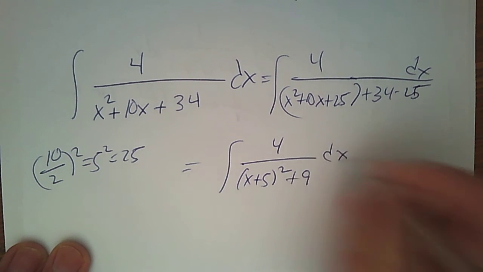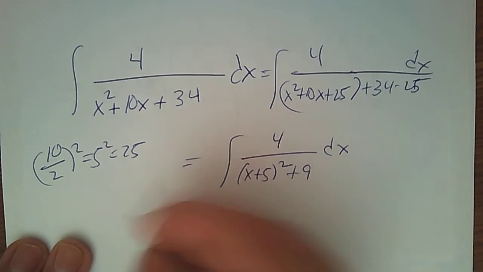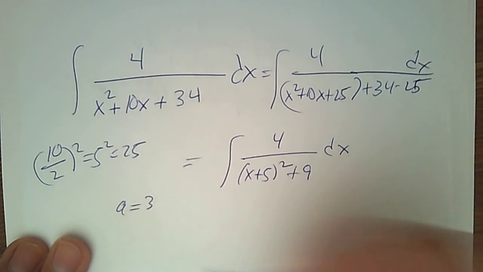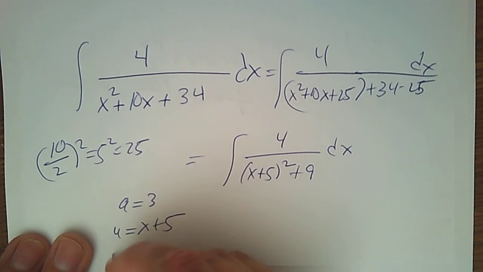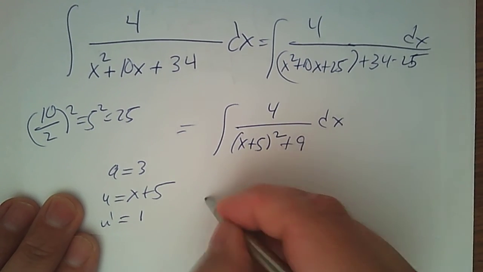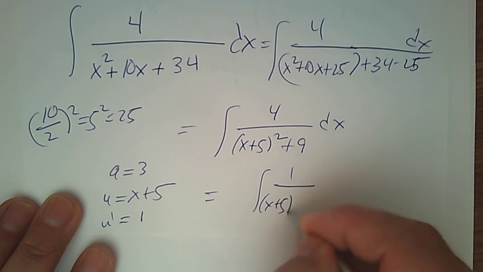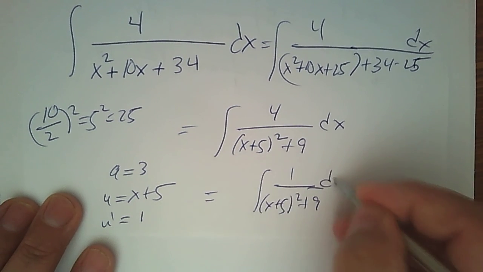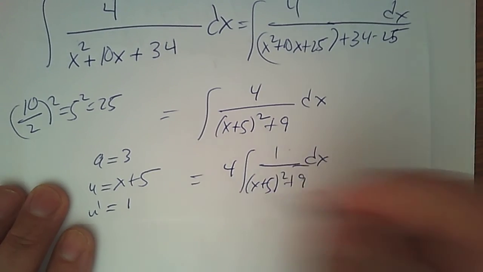So yay, finally, I did it correctly. And then I understand a is the square root of 9. U is the square root and square, so this is x plus 5. And then u prime is 1. So we want a 1. So what it was before over what it became, I need a 4 in front.